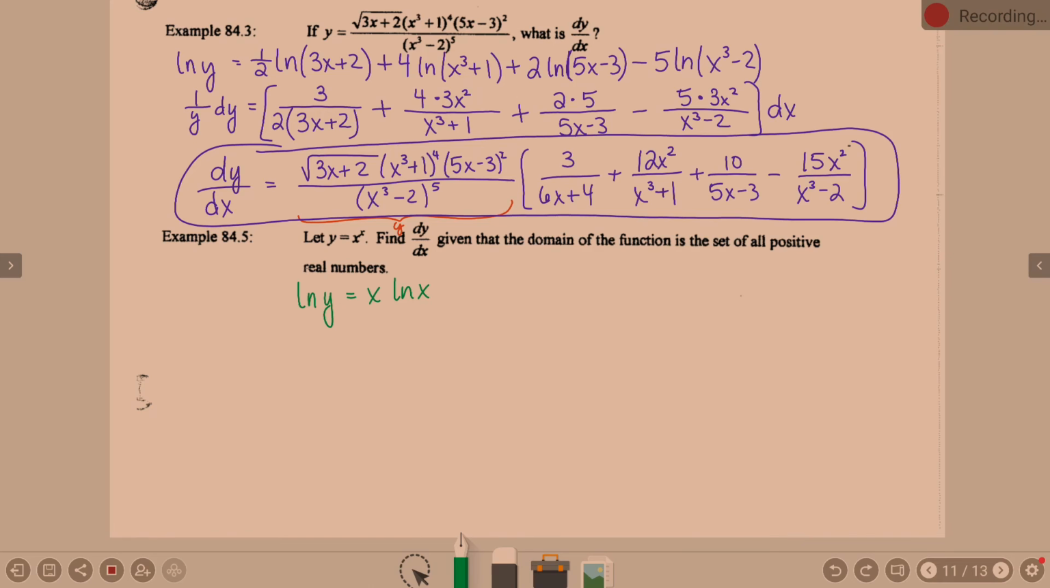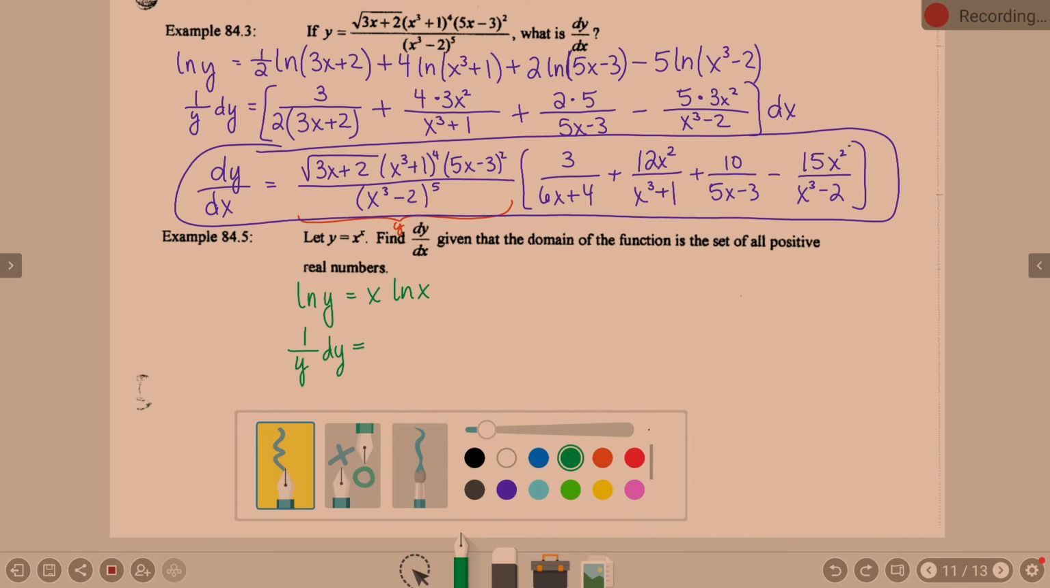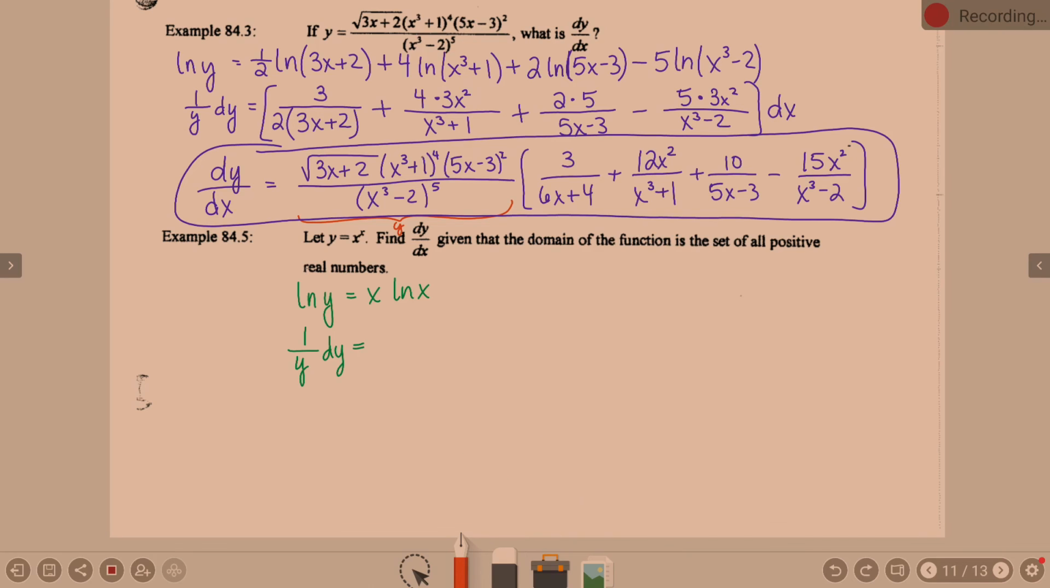Okay. Now we're ready to differentiate. What is the derivative of natural log of y? 1 over y times dy. What is the derivative of x ln x? x times 1 over x plus ln x.